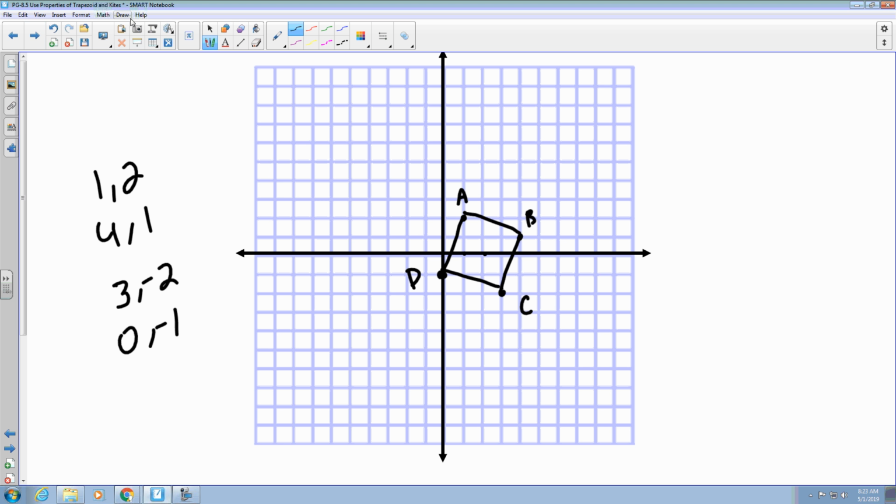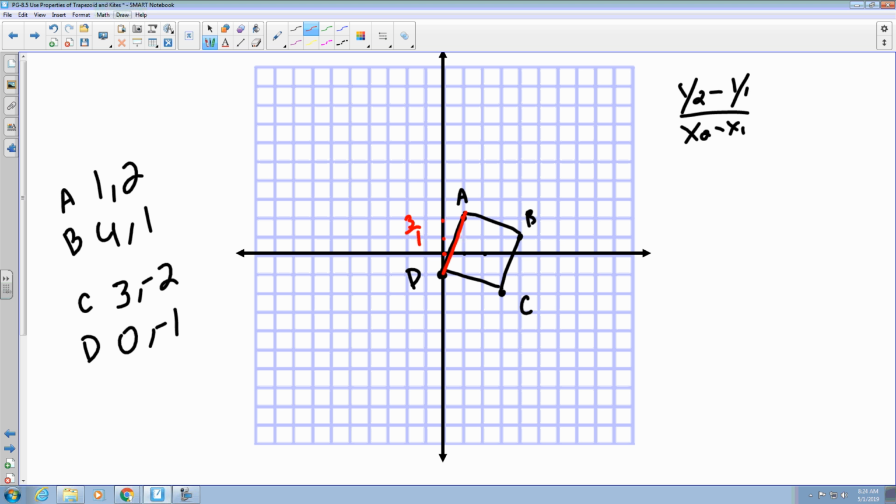It looks like they all have the potential to be parallel. If I have two sets of parallel lines, that's not the characteristic of a trapezoid. But we have to prove that by using the slope formula, or we could count them. Let's count them this time. Looking at A and D, it goes up 1, 2, 3 to the right 1, so this one has a slope of 3/1.